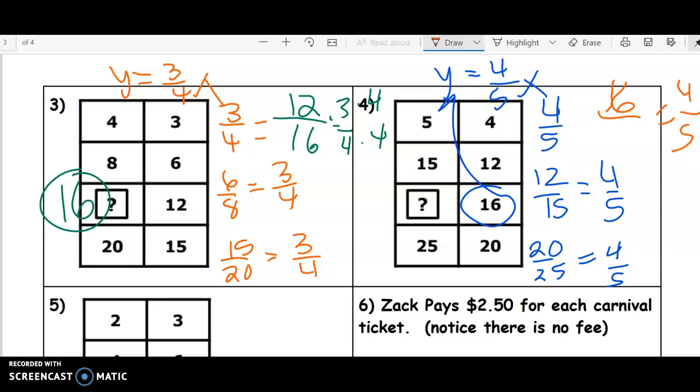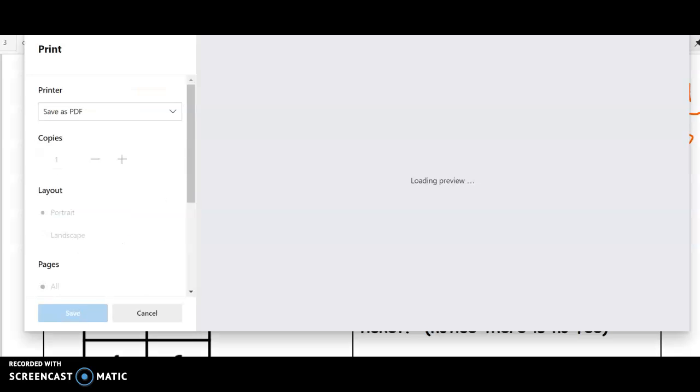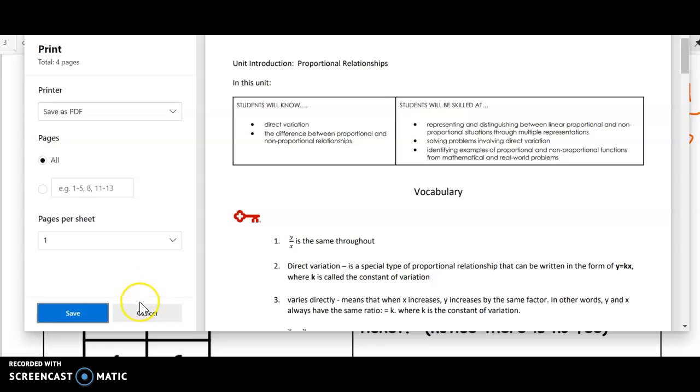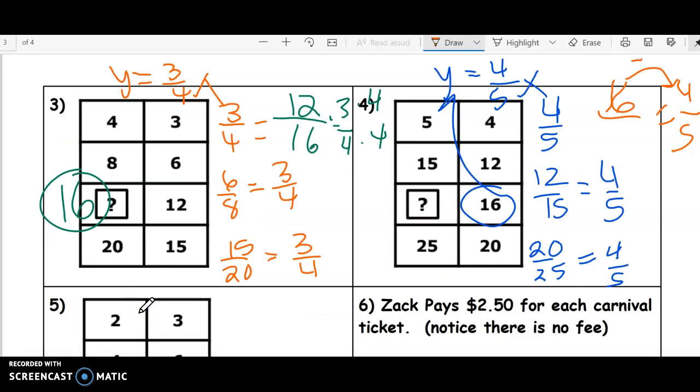And so I divided by 4 to get here. Divide by, that's not what I wanted, sorry. I divided by 4, 16 divided by 4 gets to 4. So if I multiply by 4 to get back, this is 20. So this is 20. So if I go from here to here, that's divide by 4. So to get back, I can multiply by 4. You're finding a missing value.